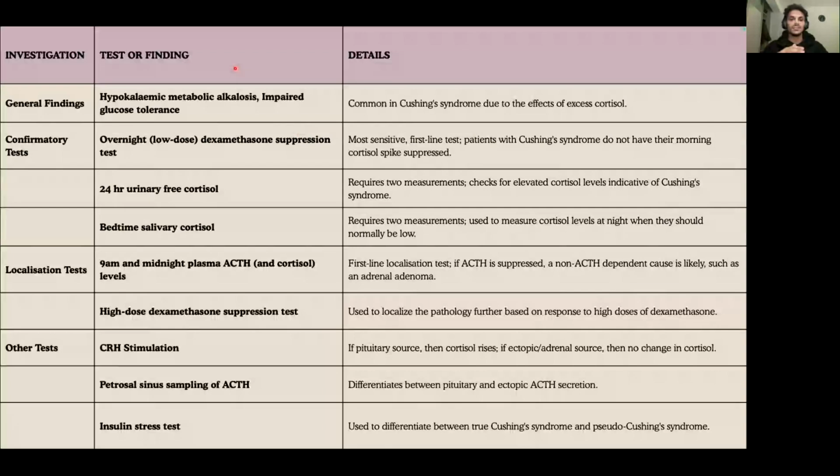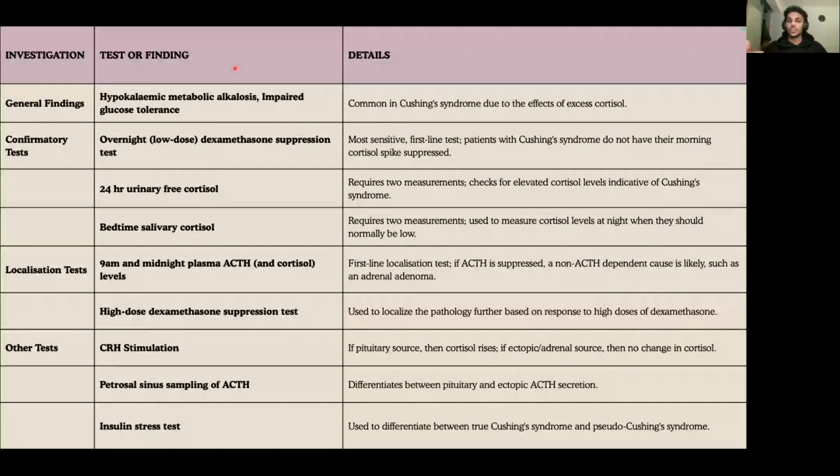I won't talk too much about this. As I said, I want to really focus more on the basics. But what you should be keeping in mind for sure is that the low dose dexamethasone test is used as a first line test. And if this is positive, then you would go for a high dose dexamethasone suppression test to help localize the cause of your Cushing's syndrome. Okay? And if it's not specified as high or low dose, you're going to assume that it's a low dose test.